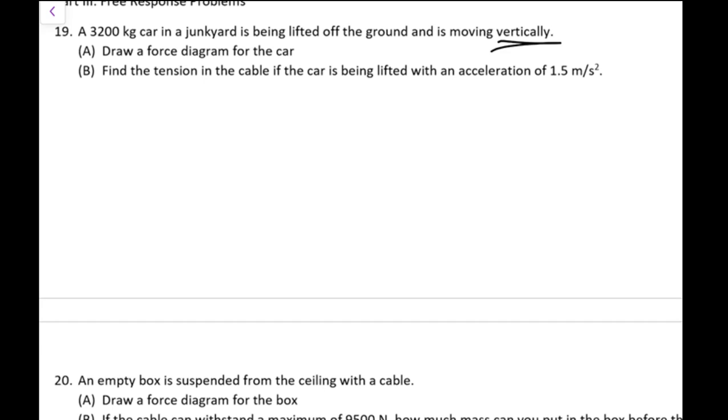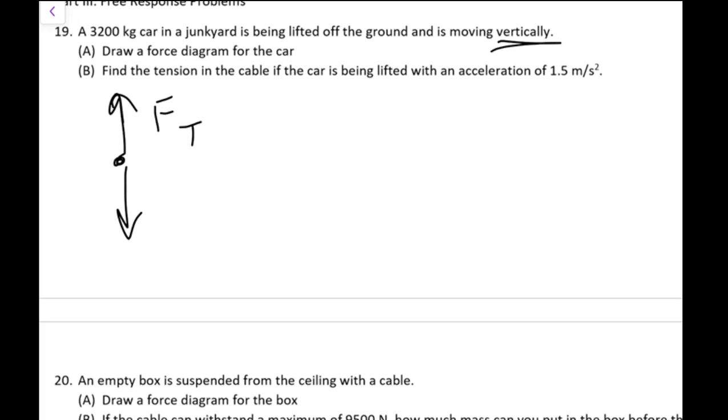It says a 3,200 kilogram junk car in a junkyard is being lifted off the ground, moving vertically. Draw a force diagram for the car. So free body diagram, we have that the tension is pulling it upward.